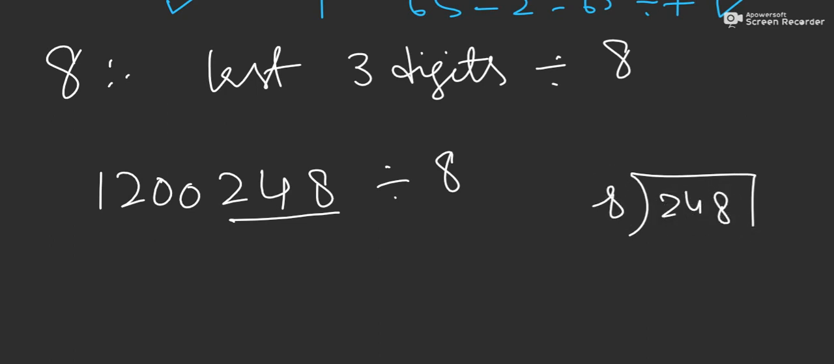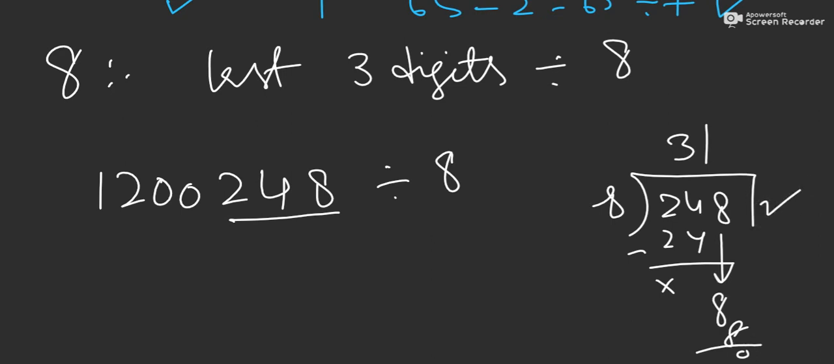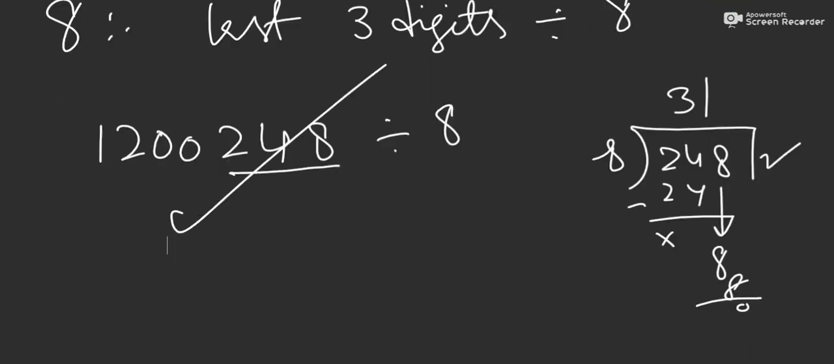You know that 8 times what is 24? 3. Minus, nothing. Bring down this 8. 8 times 1 is 8. Remainder 0. It means that yes, it can be divided by 8. So the whole number can be divided by 8. Okay? That's all.